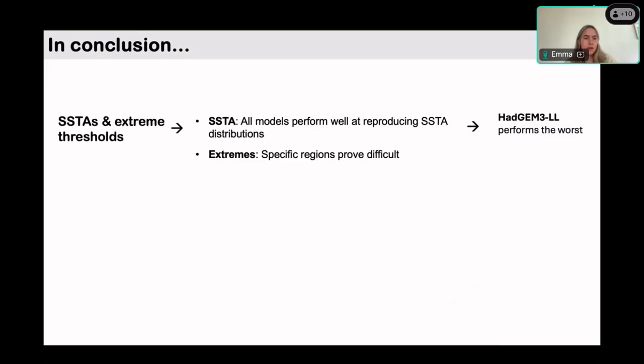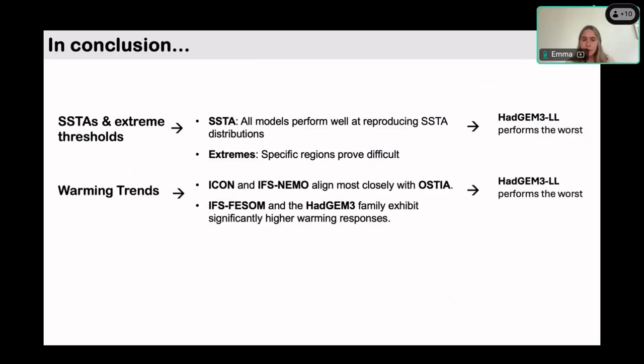So to conclude, what we looked at was SST anomalies and extremes thresholds. And we find that all the models perform quite well at reproducing the SST anomalies distribution and the extremes, but with the extremes, we have a little bit of difficulty in specific areas. And the lower resolution HEDGEMS model is the worst performer. For warming trends, ICAN and IFS NEMO perform very, very well. They align most closely with Ostia, whereas the other models have a little bit higher warming responses. And once again, the lower resolution HEDGEMS is the worst performer overall.